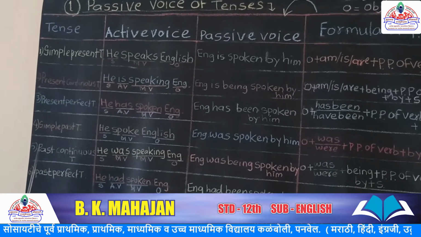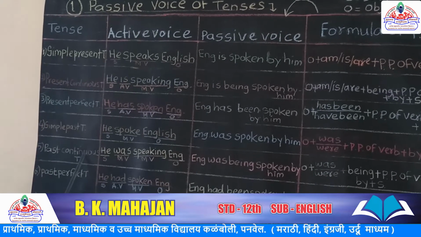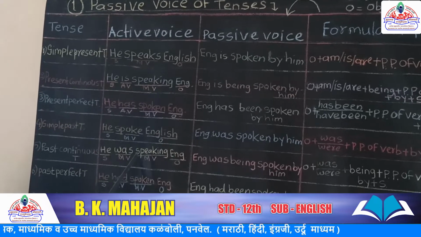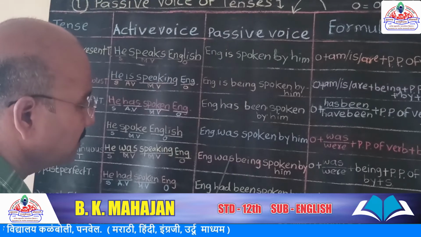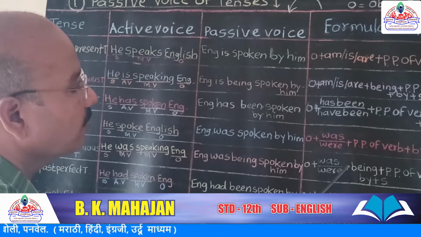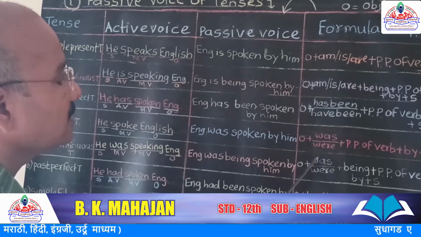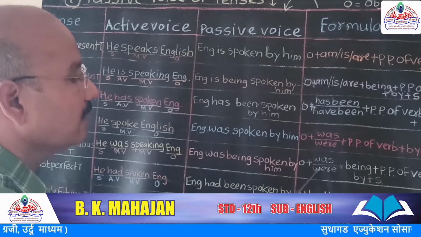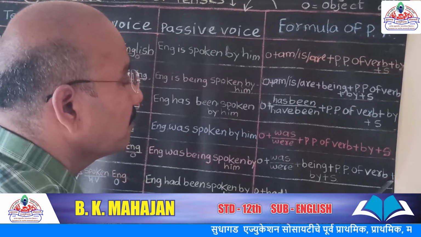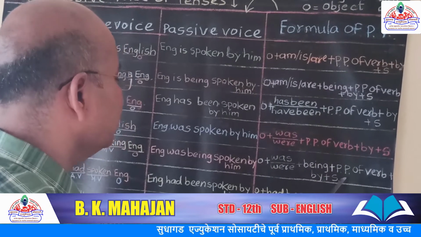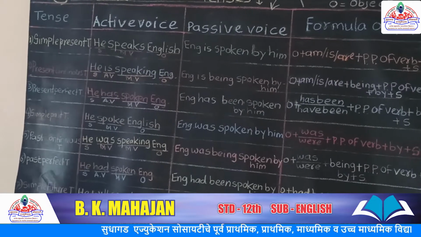Let's see the next. Past continuous tense. He was speaking English. This sentence is converted into passive voice with the help of this formula. Object plus was or were plus being plus past participle of verb plus by plus subject.